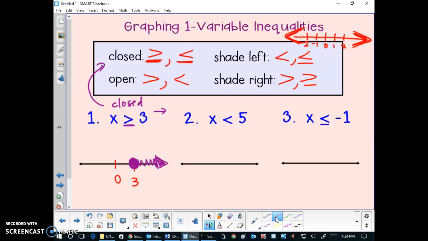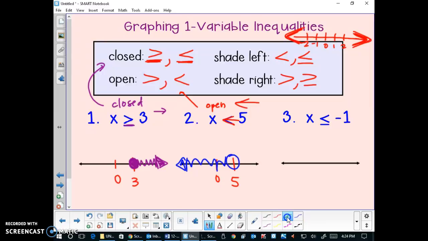Number 2, it does not have the equal to, so it's an open circle, and since it's pointing this direction, we're going to shade to the left. So here's 0, 5's over here somewhere. It's an open circle, and then we shade to the left. So all the points to the left of 5 are solutions, but it does not include 5.